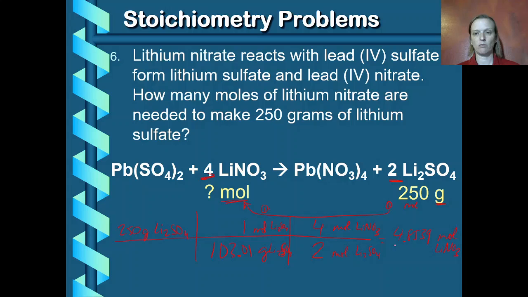4.8539, but I don't want 5 sig figs in my answer because my starting value only has 2 sig figs. This doesn't limit me, this doesn't limit me, this doesn't limit me. This one would, except it's got 5 sig figs, so it doesn't limit me either. It's this value that holds me back. I want to round off after 2 sig figs. Because this number is 5 or higher, I need to round up, and I get 4.9 moles of lithium nitrate.